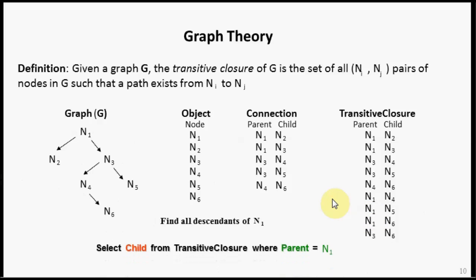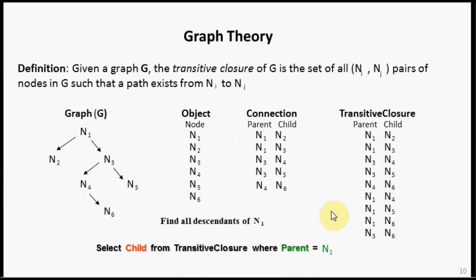So what can you do with the transitive closure of a graph? You can use it to navigate a graph. So if we want to know all of the descendants of N1, what we can do is write a select statement as follows. Select child from transitive closure where parent equals N1.